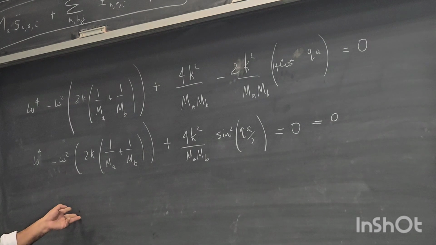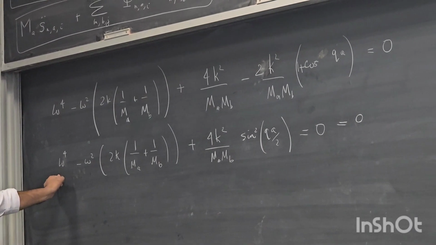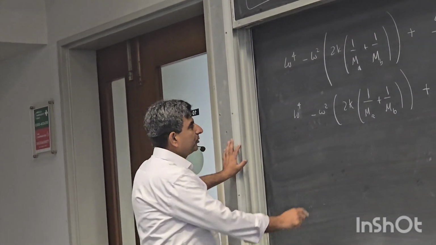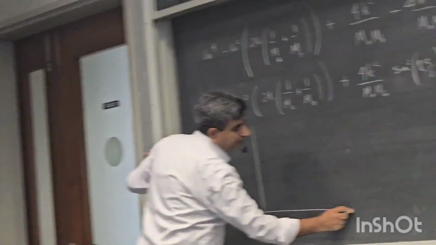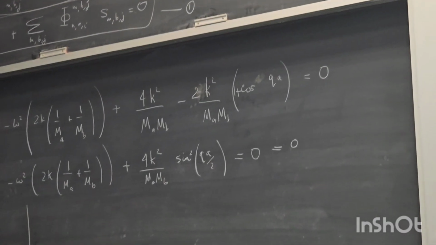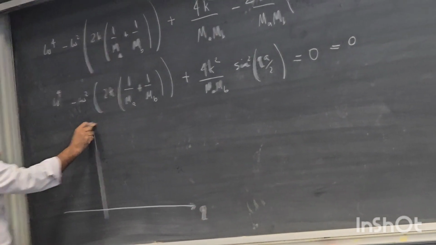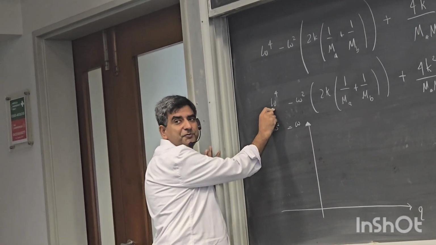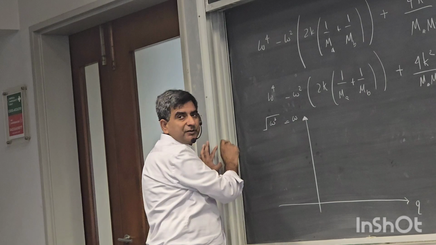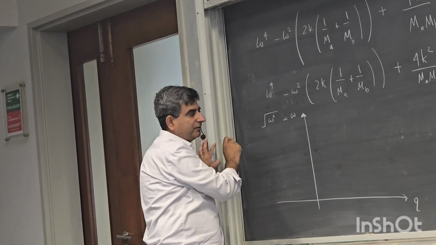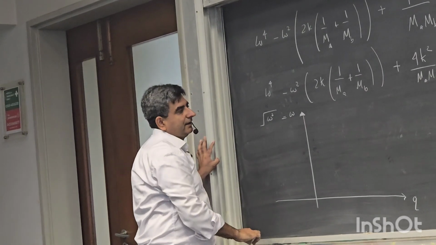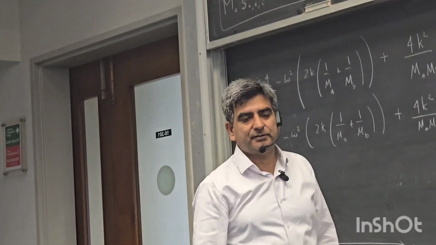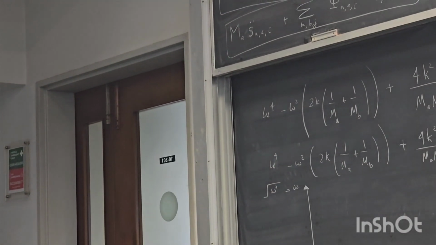Okay. How many roots exist? So for a given q, there will be 2 roots. It's a quadratic equation in omega square. So if I were to plot, I put q here and I plot omega, which is the square root of the solution for omega square, and then take only the positive square root. Let's see what this plot looks like.